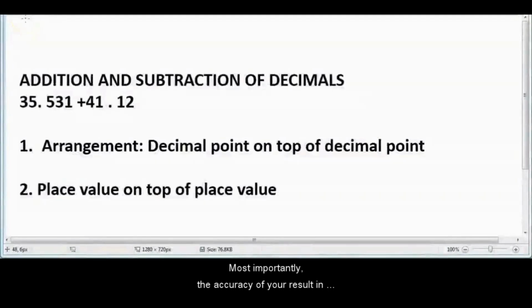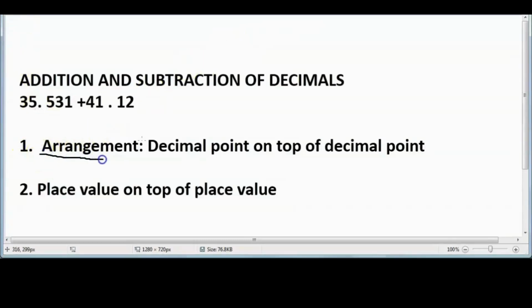Most importantly, the accuracy of your result in addition and subtraction of decimals depends on the arrangement. The arrangement is done based on the place value of the digits. So in the first arrangement, the decimal points must stay on top of each other. So I'll put the dots on top of each other, like this.